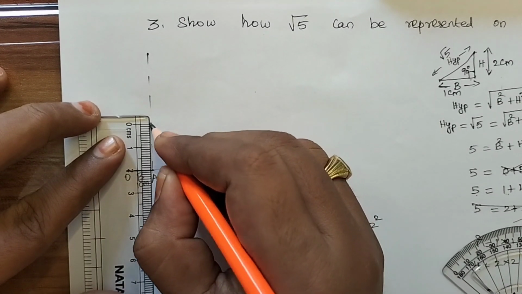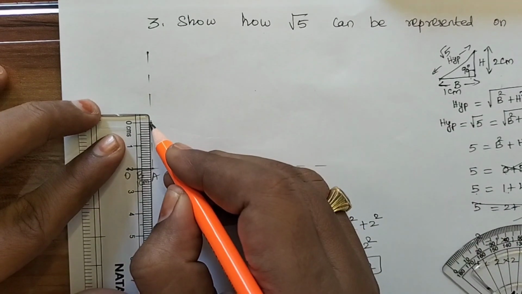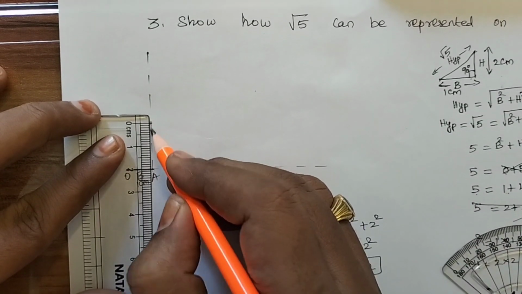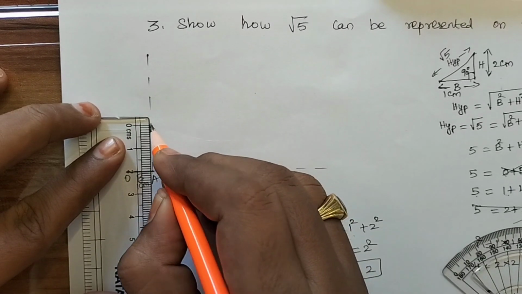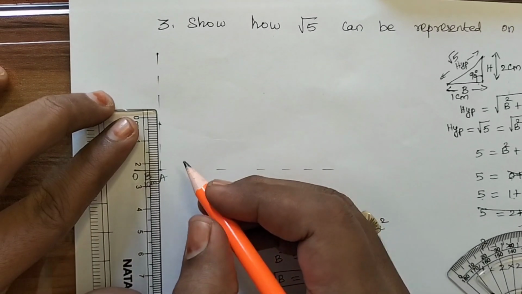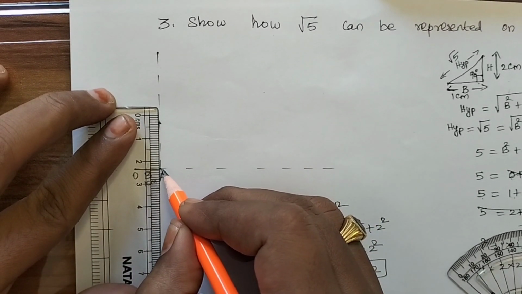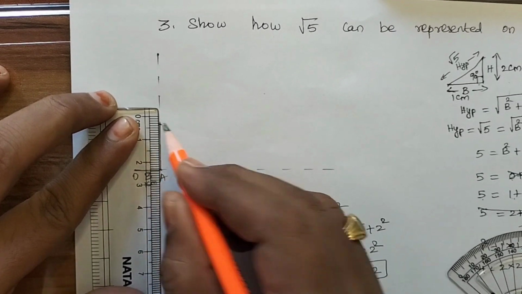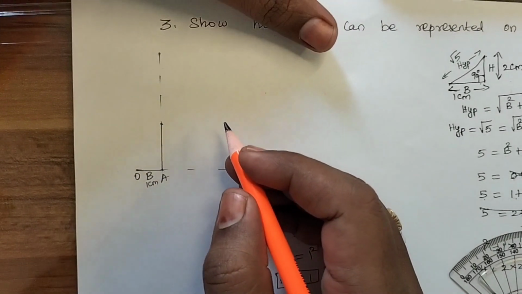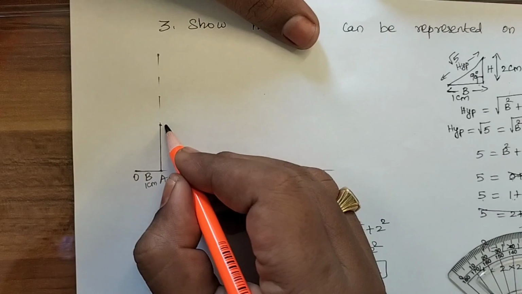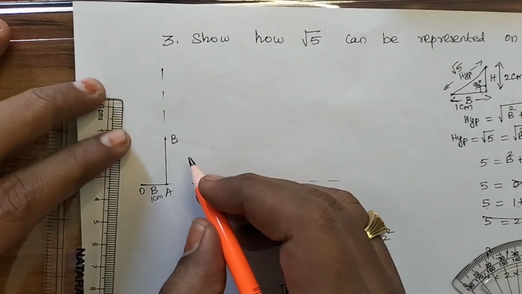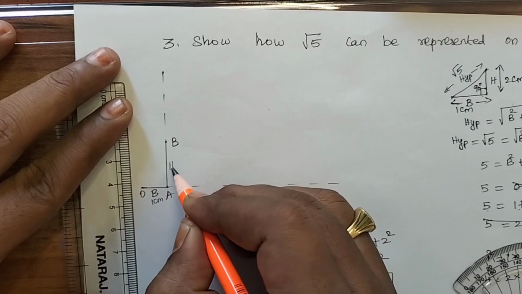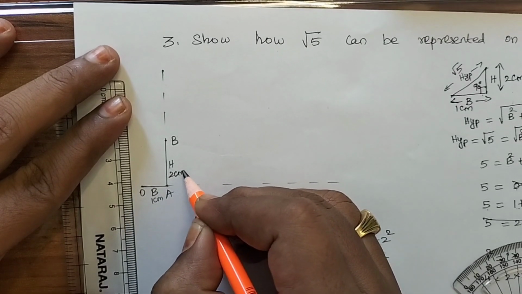So keep 2 at A and then measure 2 centimeters. So put the point at 0. If I measure this value, it is nothing but 2 centimeters. So keep the scale at 2 and then dot at 0. So just join these two vertices. Let me consider this point as B. Then this measurement is nothing but the height, which is nothing but 2 centimeters.